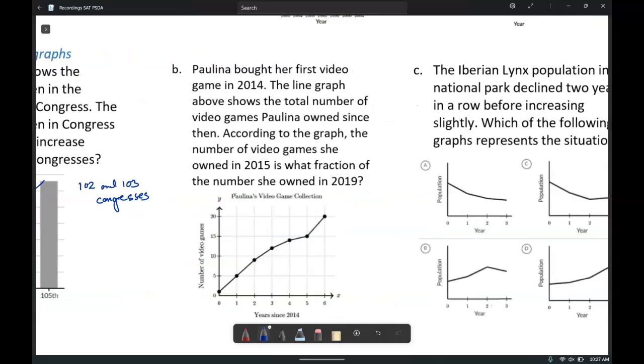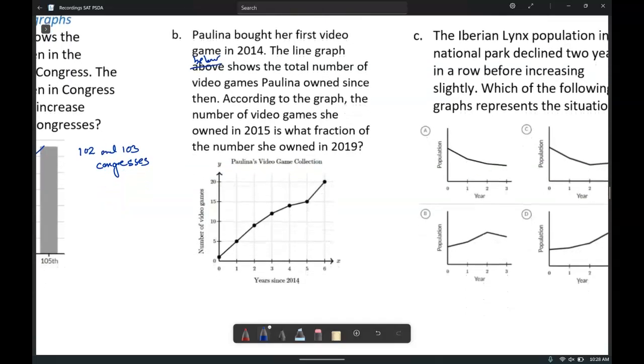Paulina bought a video game in 2014. The line graph below shows the total number of video games she's owned since then. According to the graph, the number of video games she owned in 2015 is what fraction of the number she owned in 2019. So we know our graph starts at 2014, since it's years since 2014. So we're looking at 1 year later as well as 5 years later. 1 year later, she had 5 video games, and then 5 years later, she had 15. So the ratio or the fraction of her 2015 to 2019 games is going to be 1/3.